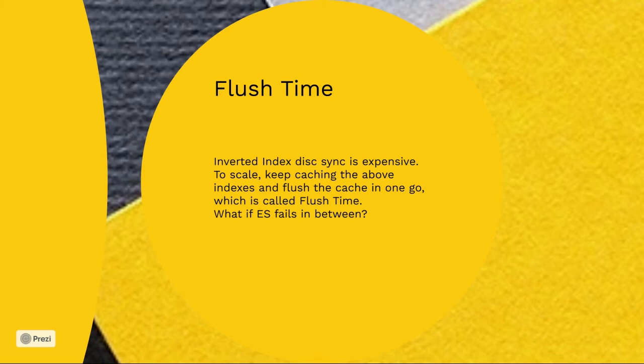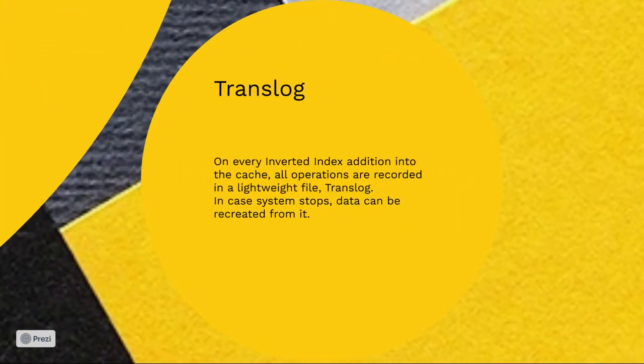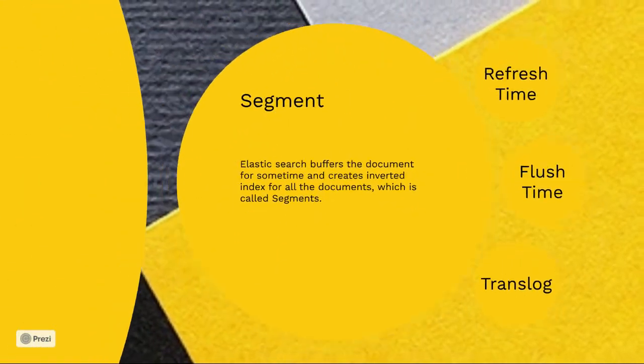But what if my Elasticsearch fails in between? Where will my cache data go? Will I lose that forever? Probably yes, but Elasticsearch has a solution for that as well. The solution is translog. Whenever a segment is being inserted in the file cache, all the operations are being recorded in a lightweight file as well. So, in case the system stops in between, data can be recreated with this translog file. That's how Elasticsearch manages our inverted index for us.